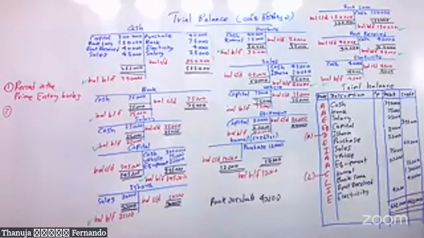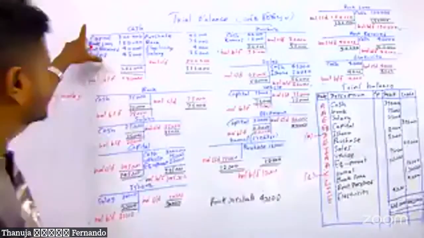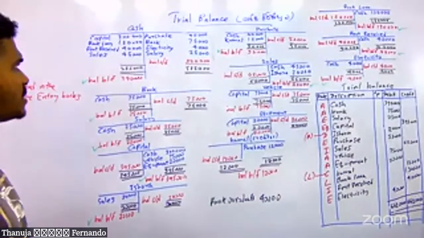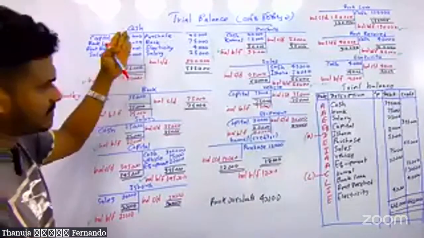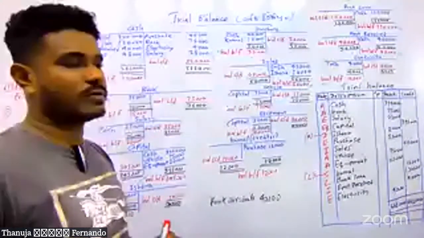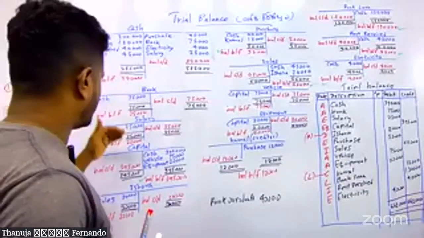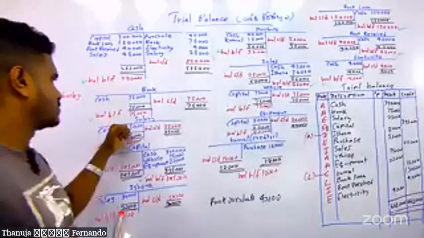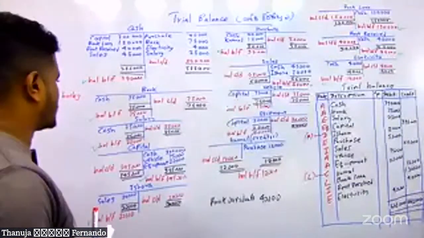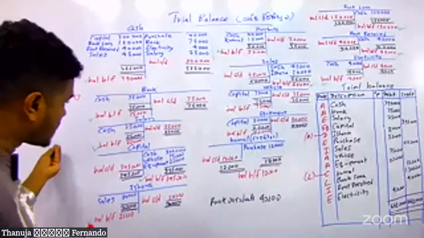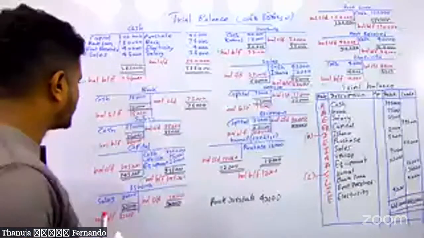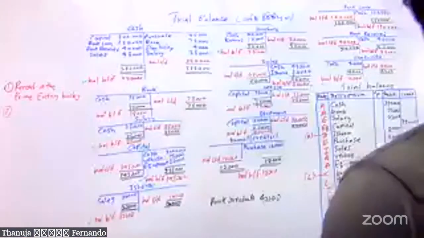And the second situation: first we record in the prime entry books, then we record in the ledger accounts. When we record in the ledger accounts, the same thing might happen. As an example, this one is 25,000. Sometimes we have recorded it as 250,000, sometimes as 2,500, sometimes we have credited it, sometimes we have recorded it twice, and sometimes it is omitted. A few things might happen.